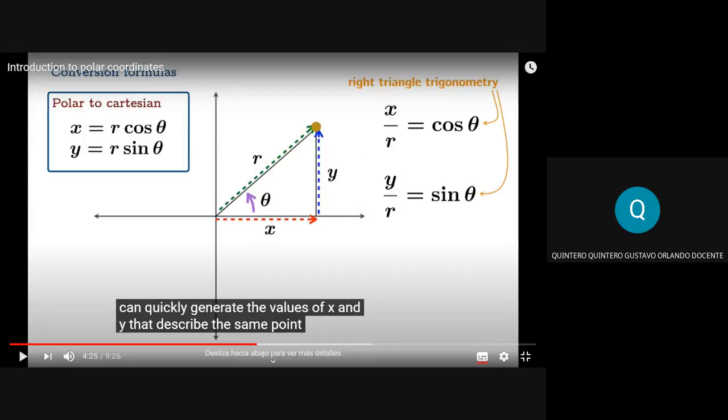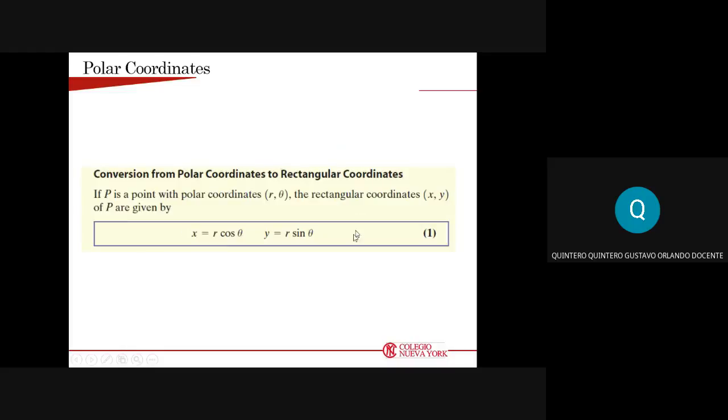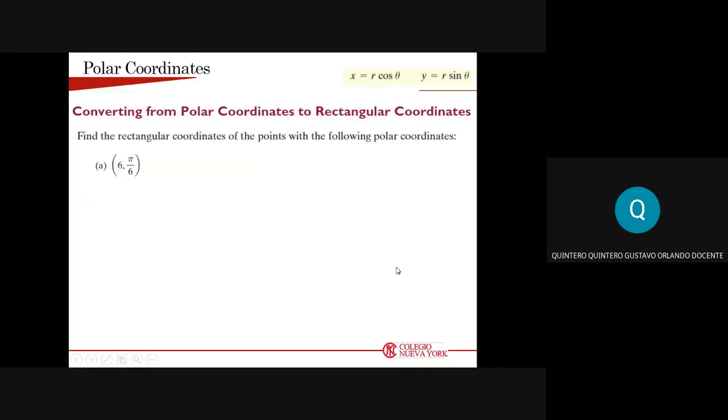All right. Now, let's take a look at some examples. This is the best way to practice this information. Again, if we have the polar coordinates r and theta, we can change to rectangular coordinates. So now we can change from one to another with these two little formulas. How do we use those? Let's take a look at an example.